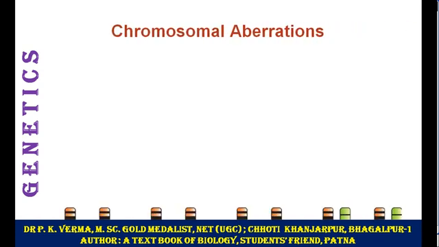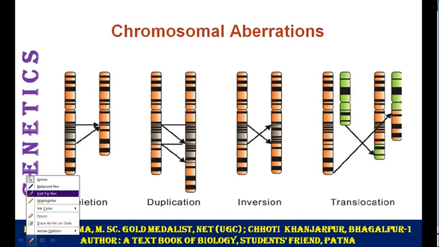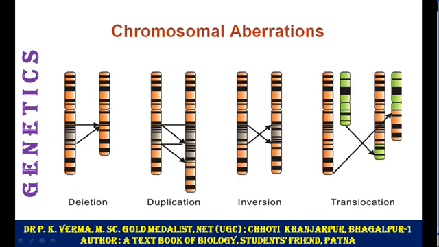Now come to chromosomal aberrations. There are four types of aberrations commonly discussed in most of the textbooks. One is called deletion, another is duplication, the third is inversion, and the fourth is translocation.